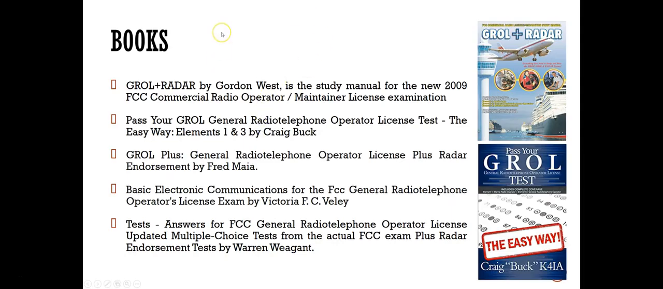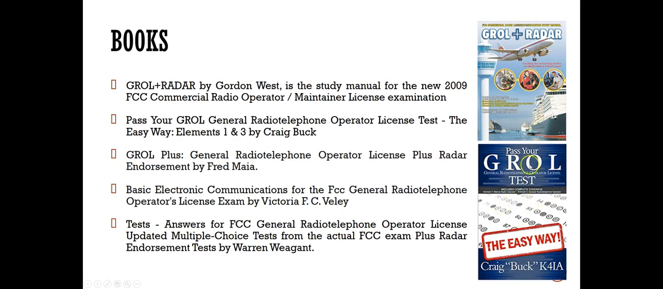So what are the books needed to study for this examination? I have listed down some of the books over here, and the main book is this GROL plus radar. If you study from this, it will cover element 1, which is marine radio operator permit, element 3, which is general radio telephone operator license, and element 8, which is ship radar endorsement.